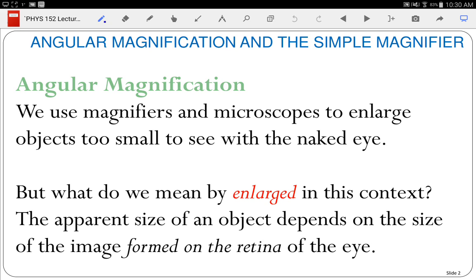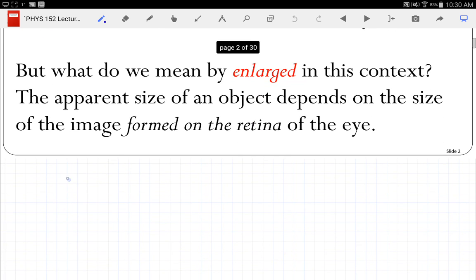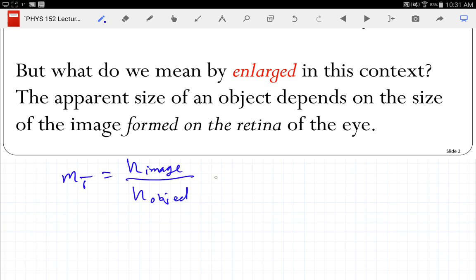We've talked about what is called transverse magnification. The magnification we learned before, the transverse magnification, was equal to the height of the image divided by the height of the object. And it turned out, because of the thin lens geometric work, that was equal to minus the distance of the image divided by the distance to the object.